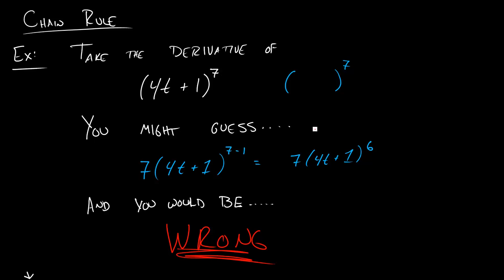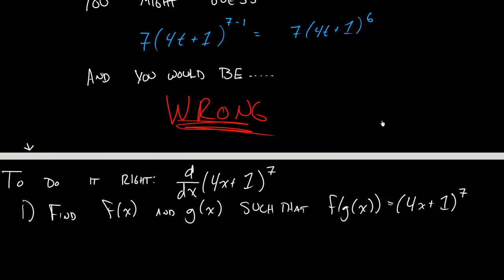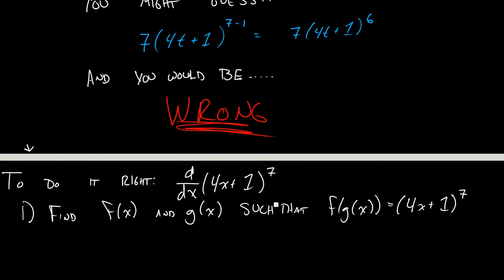This is actually some really good intuition to have, so let's build on it. The big idea is let's come back to the same problem. I want to take the derivative, but I want to do it right this time. On my path to doing it right, I want to identify f of x and g of x such that f of g of x is equal to this thing.